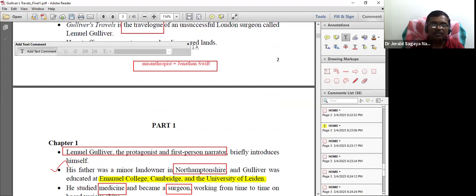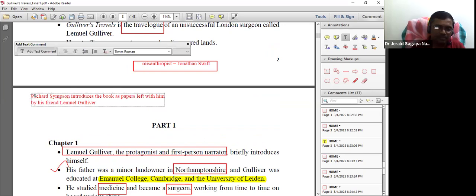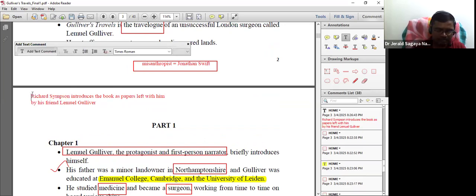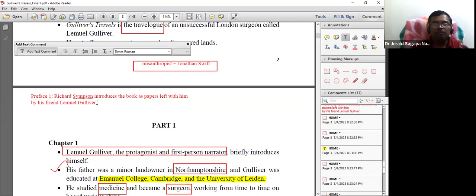Preface 1 was given by a particular character. Who is the person? Preface 1 is by Richard Simpson, and Richard Simpson actually introduces the book as papers left with him by his friend Lemuel Gulliver. So he is going to be the publisher.